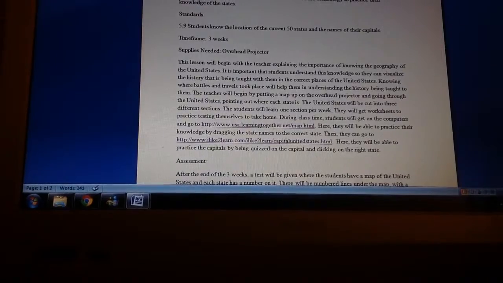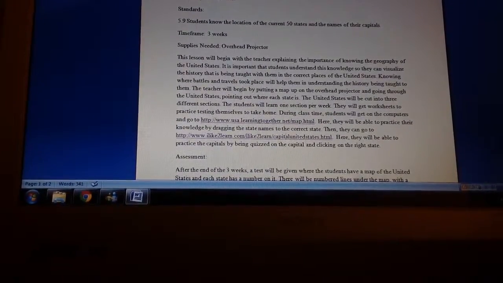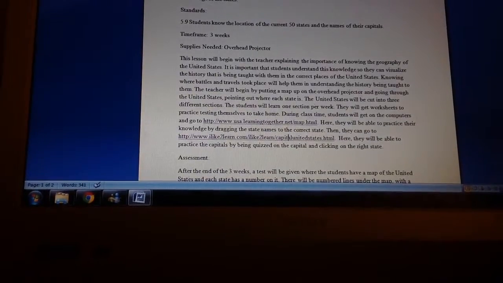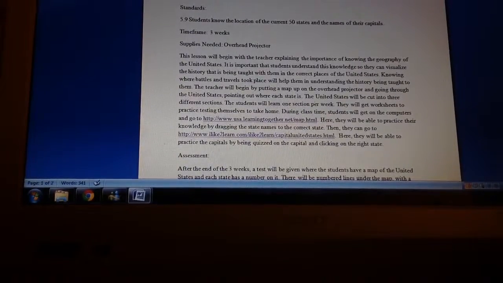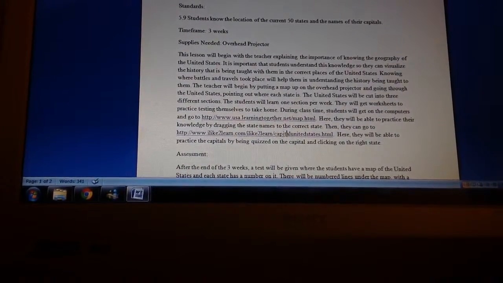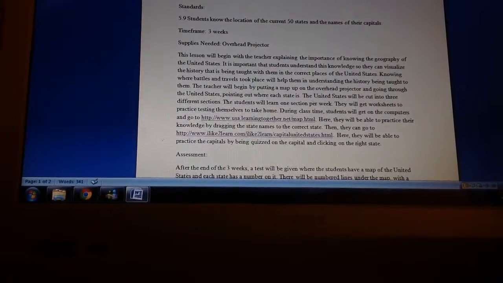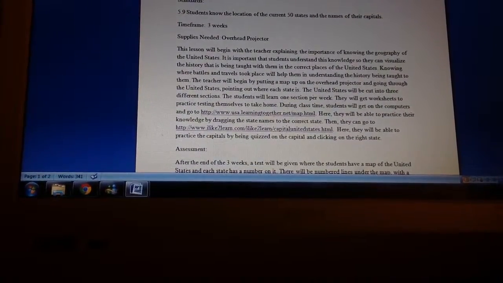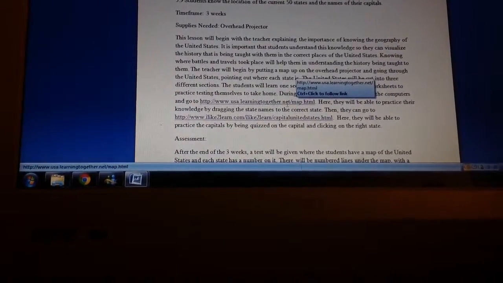And so I decided that I would begin by putting a map on the overhead projector and going through the United States, pointing out where each state is. The United States will be cut into 3 different sections, and the students will learn 1 section per week. They will get worksheets to practice testing themselves to take home, and during class time, students will get on the computers and go to this website right here.